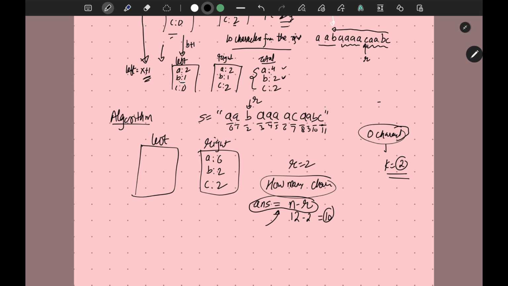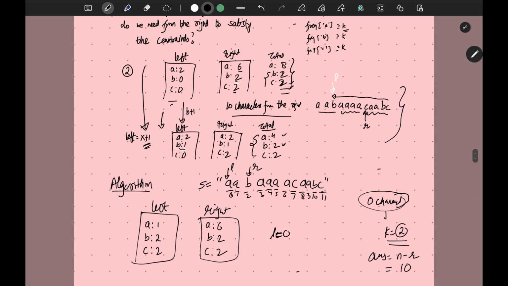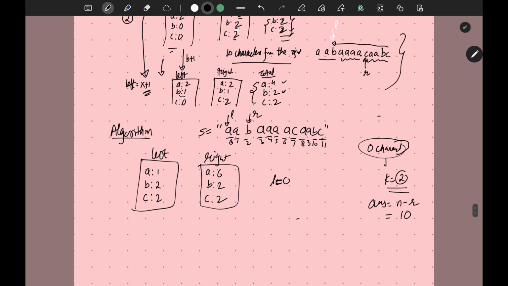Now we would start taking characters from the left and try to move the algorithm. Initially our answer would be n minus r, which is just 10. Now we would do l equals to 0, that is we are taking one character from here. Now if we take it, then we would have A equals to 1, B equals to 2, and C equals to 2. Now, whatever we discussed here, how can we implement it in the algorithm?